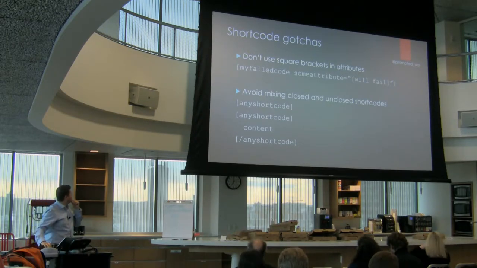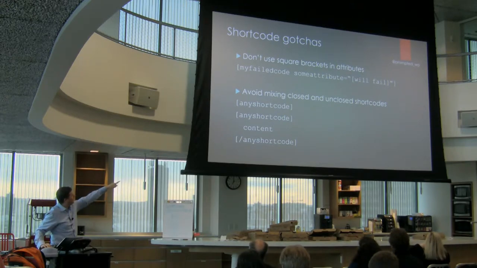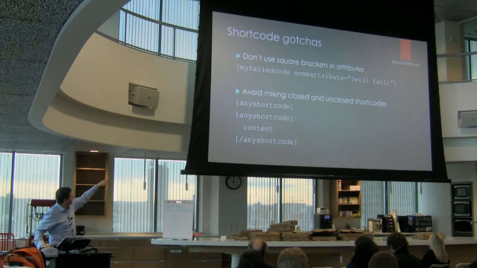So a couple of gotchas. Don't use square brackets inside the attributes. You can see the little fail at the end. So if you're passing something into a shortcode, try and avoid square brackets. And earlier, we talked about the syntax, but you can have a shortcode on its own, but you can also enclose shortcodes. But don't mix them up like this. Only use one or the other.